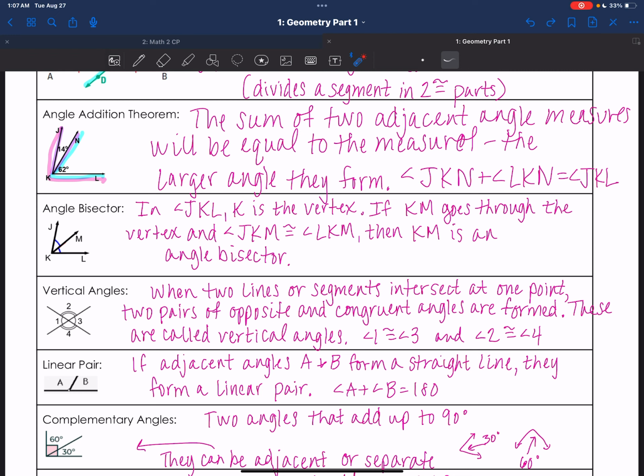All right, next up, angle bisector. Again, that bisector means you're dividing it into two. So if JKL is the angle, K is the vertex, that's the middle. If KM goes through the vertex and angle JKM is congruent to angle LKM, then KM is an angle bisector. So what this is saying, if this angle is congruent to this angle, then that means that this is the bisector. So it means it cut them in half.